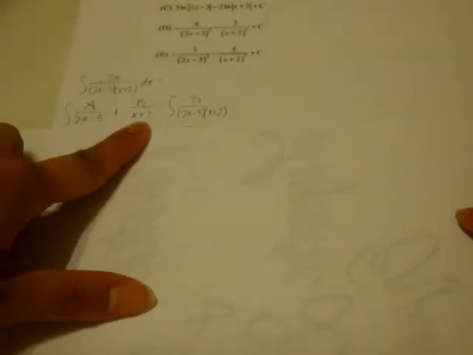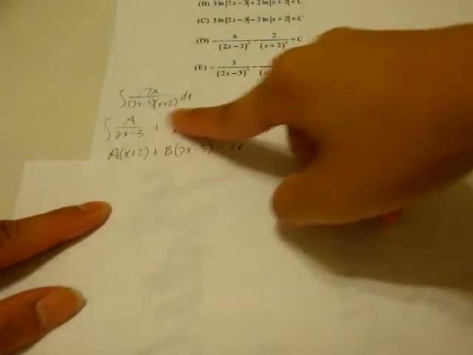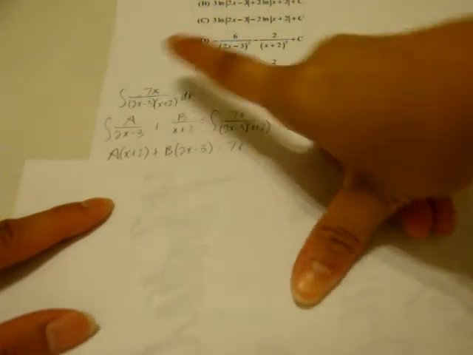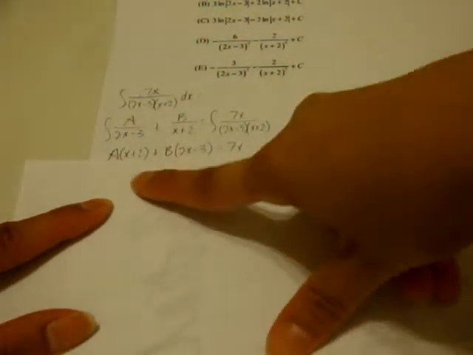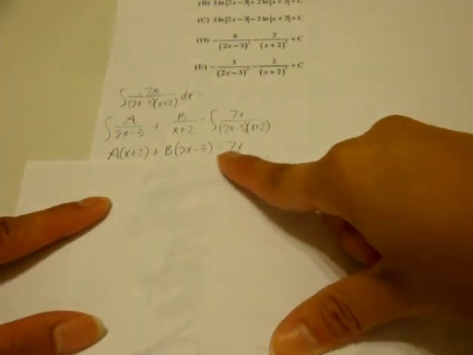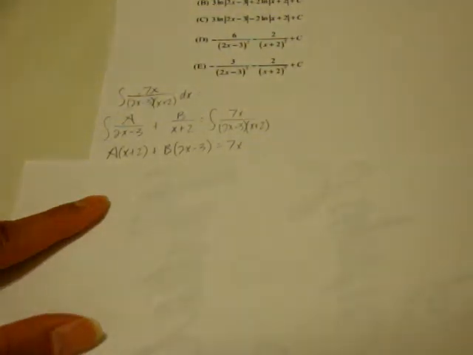So the first thing we're going to do is separate the denominator into A over 2x minus 3 plus B over x plus 2 equals 7x over 2x minus 3 times x plus 2. Then we're going to multiply the bottom times the top so we can get a common denominator. So we have A times x plus 2 plus B times 2x minus 3 equals 7x.